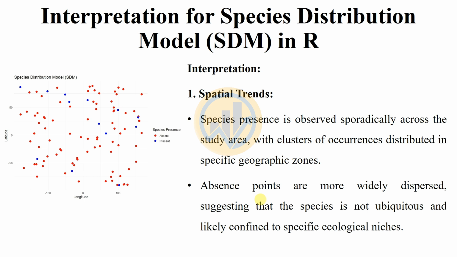The interpretation of the species distribution model, the spatial trends. Species presence is observed sporadically across the study area, with clusters of occurrences distributed in specific geographic zones. The absence points are more widely spread, suggesting that the species is not ubiquitous and is likely confined to a specific ecological niche.